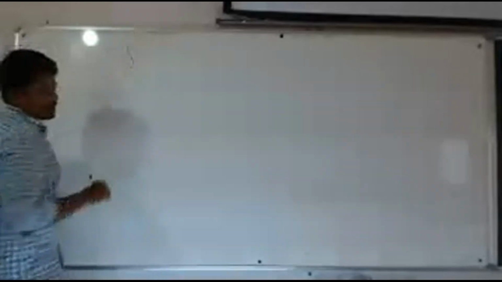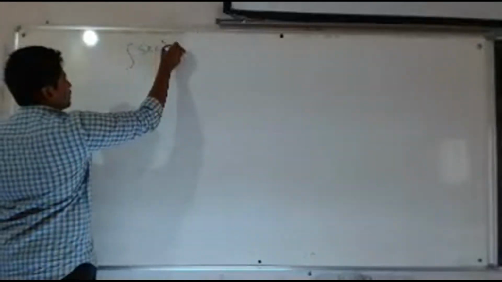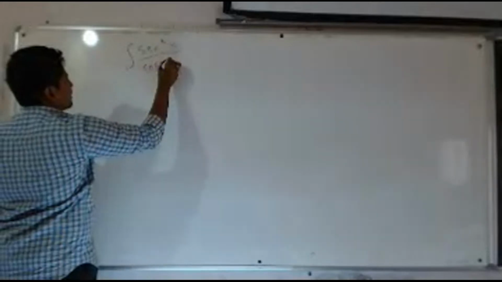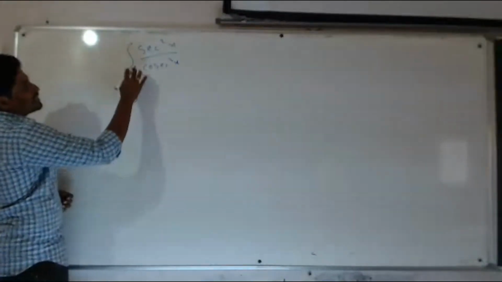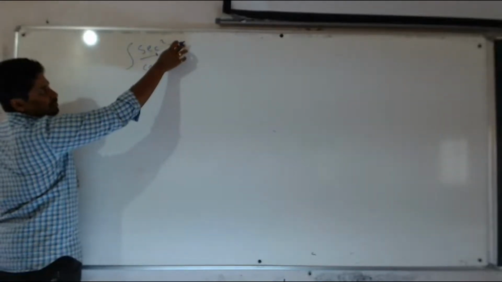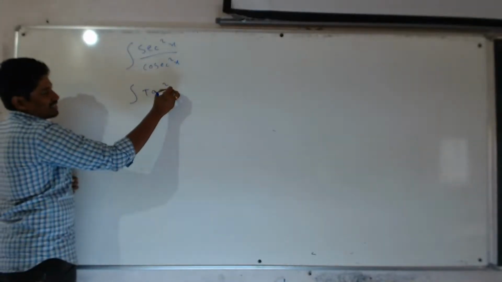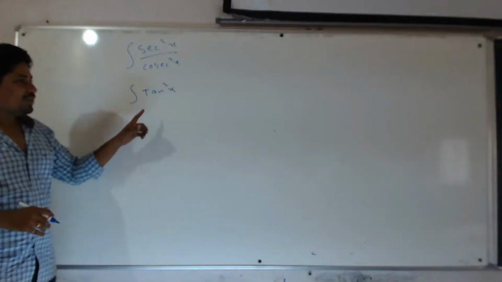Integral secant square x by cosecant square x. See, here it will be secant square by cosecant square. If cosec goes upside, it will be sine. Sec comes downside, it will be equivalent to tan square x. It will be tan square x.